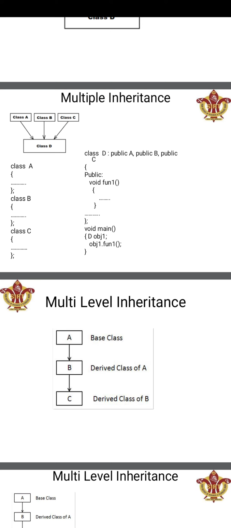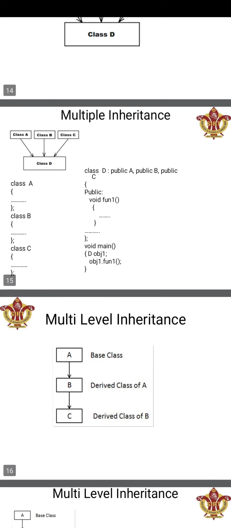So as I have already mentioned, class A, class B and class C each have one function in their public section, so they will all be inherited in the public section of class D. Therefore, with the help of obj1, which is an object of the derived class D, we can access all these four functions: one of class D, one of class C, one of class B, and one of class A.